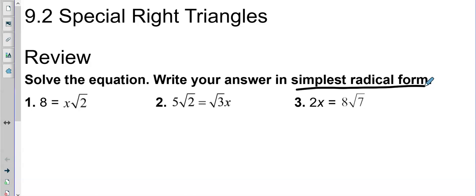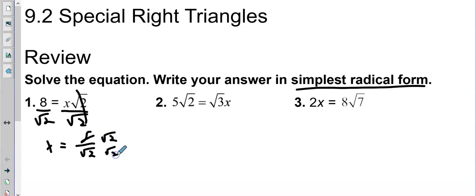So, we need to get x by itself. When we do that, we need to divide by the square root of 2 to cancel this. So our answer is x equals 8 divided by a radical 2. But the problem is we cannot have radicals in the bottom, in the denominator. So what we need to do is multiply by radical 2 over radical 2.